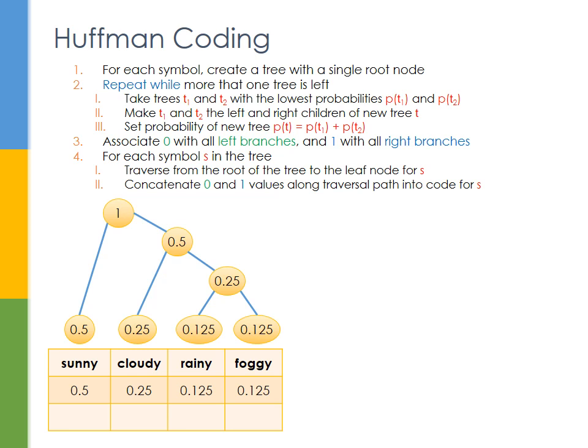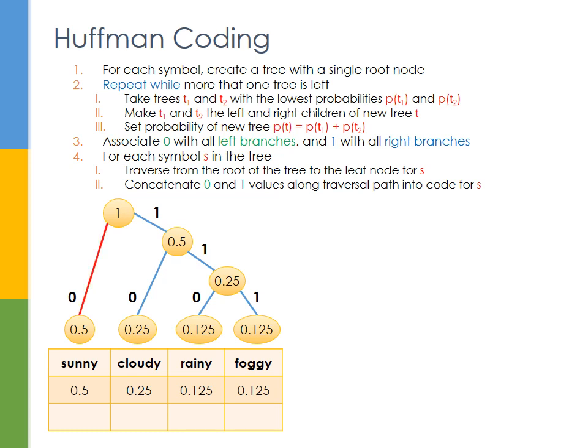Now we need to associate a 0 value with each of the left branches within the tree and a 1 value with each of the right branches in the tree. Now we're ready to generate a code for each of the symbols by tracing a path from the root to the leaf node associated with that symbol.